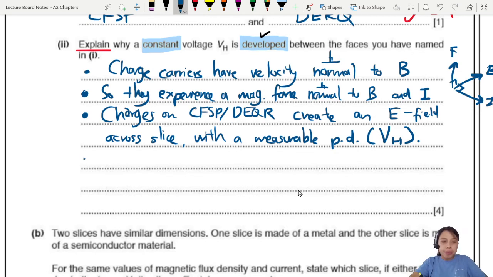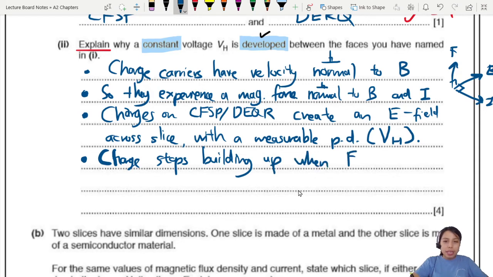So we will say the charge will stop building up. They won't move there anymore. Okay, why? You need to explain. So we say charge stops building up when the magnetic force acting on the particle is the same as the electric force acting on the particle, and that is when you have a constant Hall voltage. There. So this is a short-form version of the whole story.